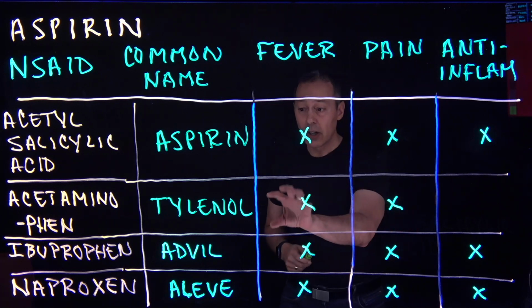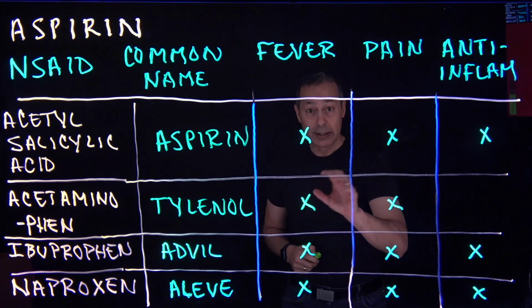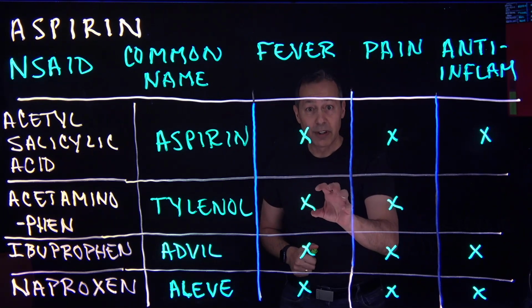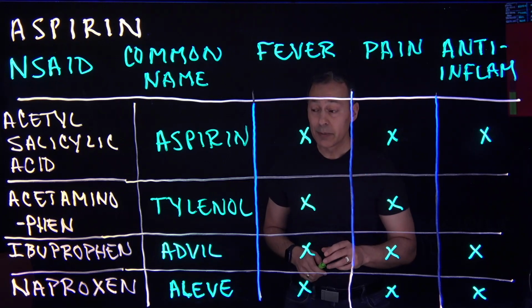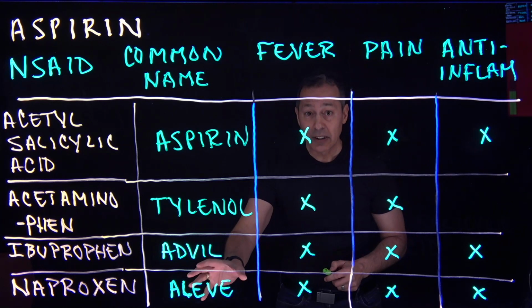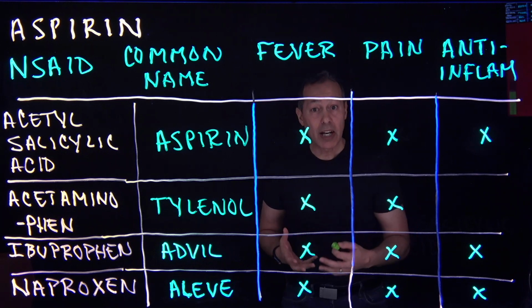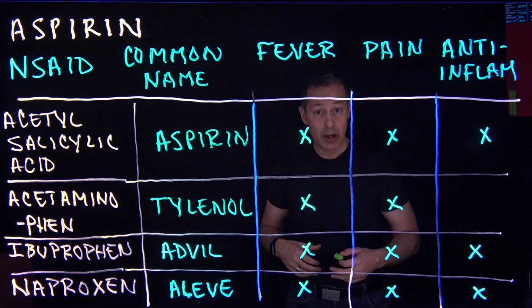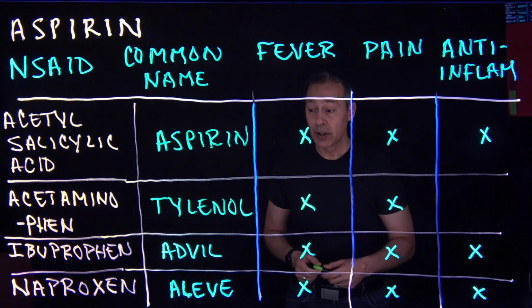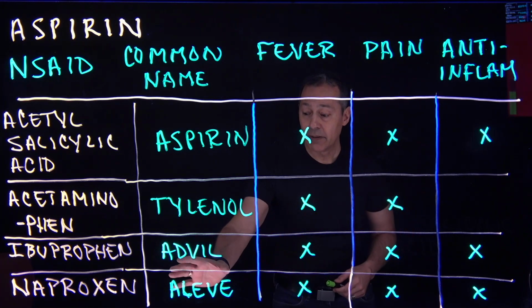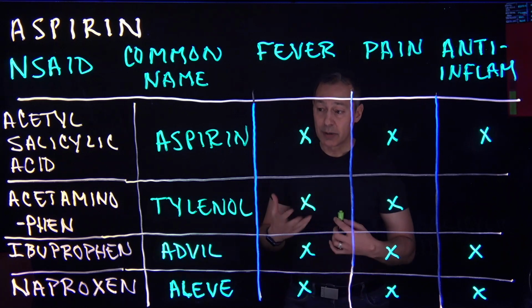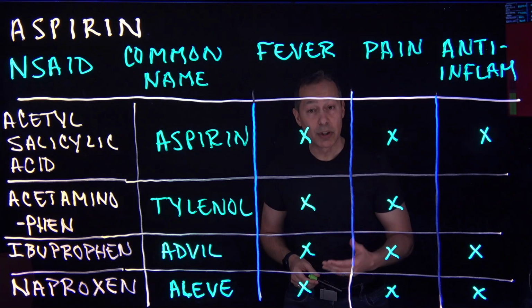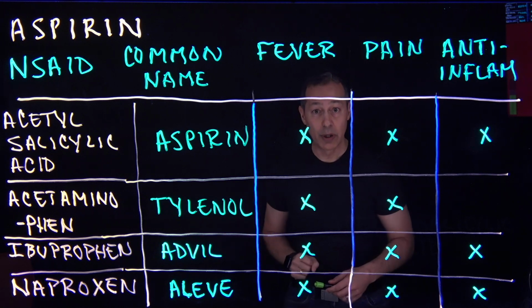So Tylenol is toxic to the liver as well as a little bit to the kidneys. And Advil and Aleve are more toxic to the kidneys. So somebody who maybe has impaired renal function or kidney function might want to avoid Advil or Aleve. Tylenol, because it gets metabolized in the liver, if you have decreased liver function, you might want to avoid that.